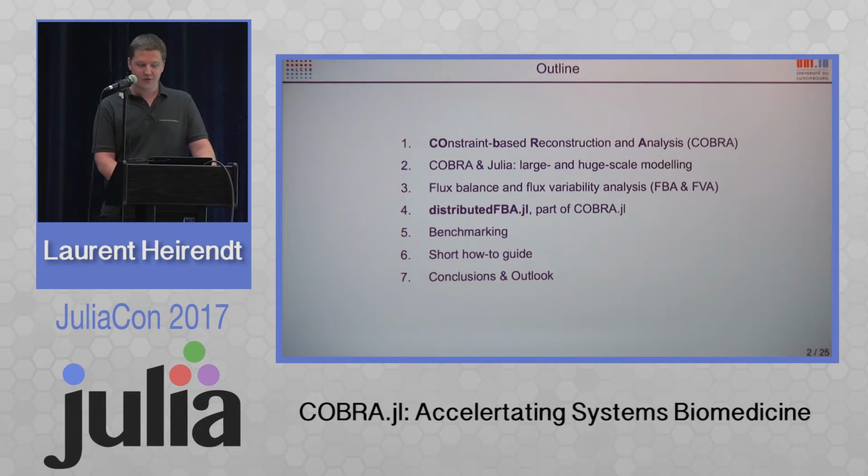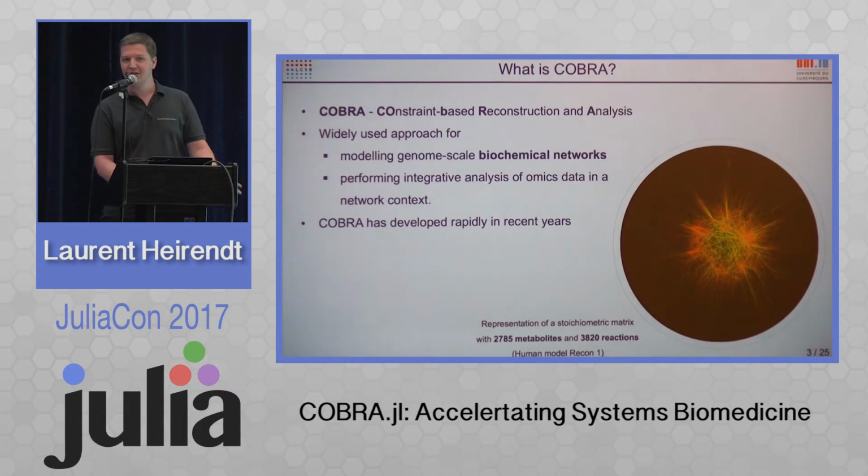Then I'm going to show you how Julia is used in the COBRA community to actually tackle large and huge scale modeling. And then just to get you familiarized, what we're commonly doing is actually flux balance and flux variability analysis, so that's just to give you a brief background. And then I'm going to dive right into the heart of distributed FBA, which is actually part of cobra.jl. And then, of course, everyone is interested: if we are using a new language, a new implementation, how does it perform compared to other implementations? So I'm going to show you that. And then I'm going to show you briefly how to get started, and I'm going to conclude my talk with an outlook.